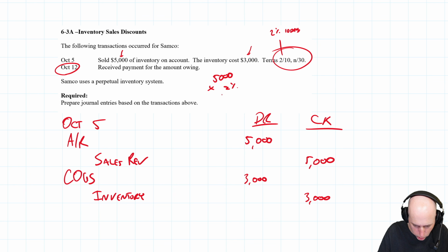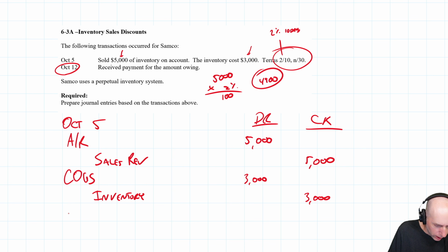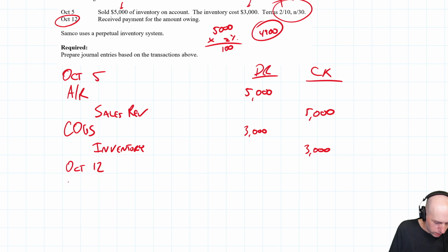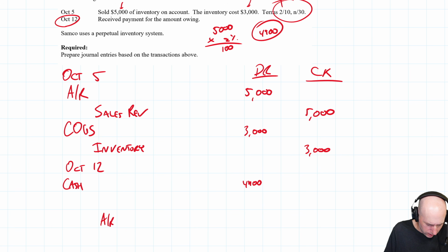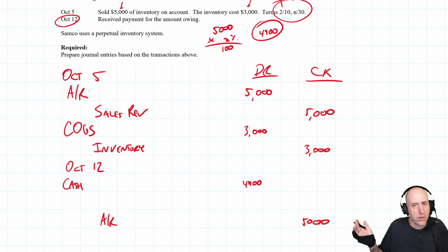$5,000, but they get to take 2% off the bill. 2% of $5,000 is $100. So they're going to pay me $4,900. That's how much they're going to pay me on October the 12th. So we're going to debit cash for $4,900, and we are going to get rid of the AR, credit AR, for $5,000 because we don't owe them the $5,000 anymore. We don't owe them anything.